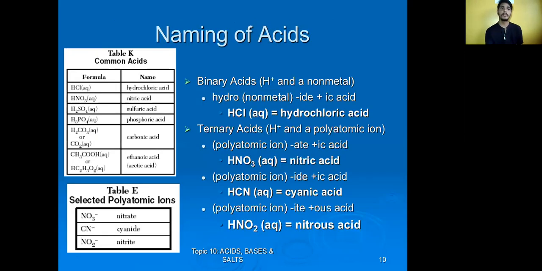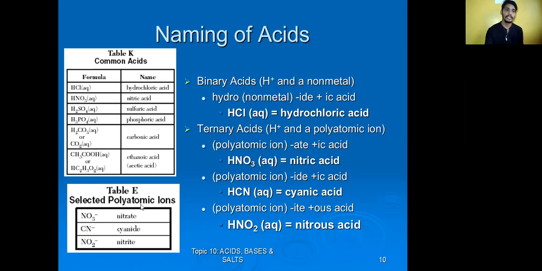Now let's talk about the naming of the acid. This is not quite important, but we have to discuss this because it is mentioned in your syllabus. So for a binary acid, that is H plus and the non-metal, we use hydro, then the non-metal name with ide, plus ic acid is added. In case of HCl, look at the example, you will understand much better. HCl: H for hydrogen, hydro, Cl for chlor, and ic acid is added. In case of a ternary acid, it contains a polyatomic ion, that is HNO3 nitric acid, HCN cyanic acid, HNO2 nitrous acid. Students, you have to practice it, then only will you understand this.